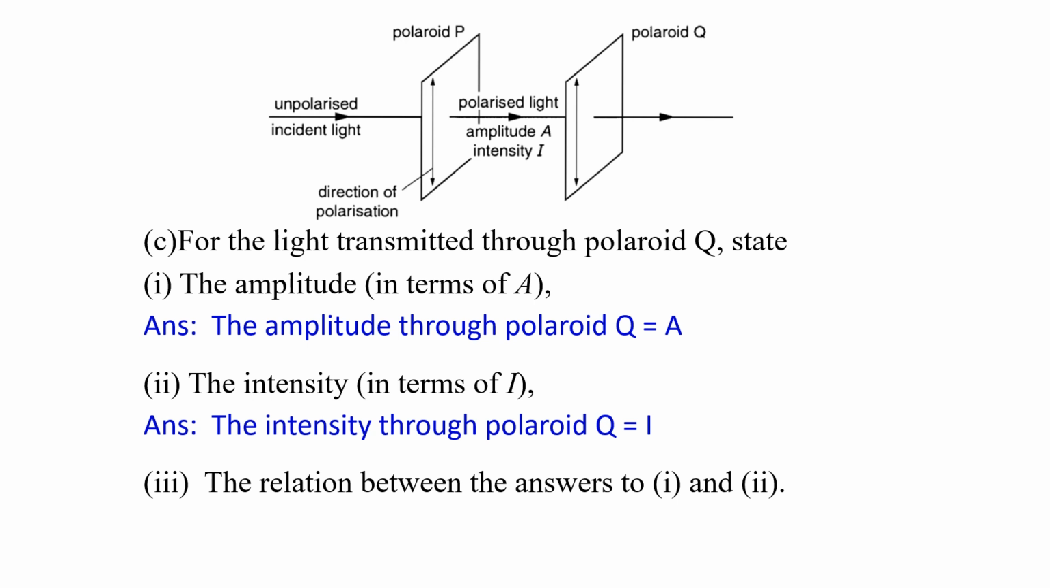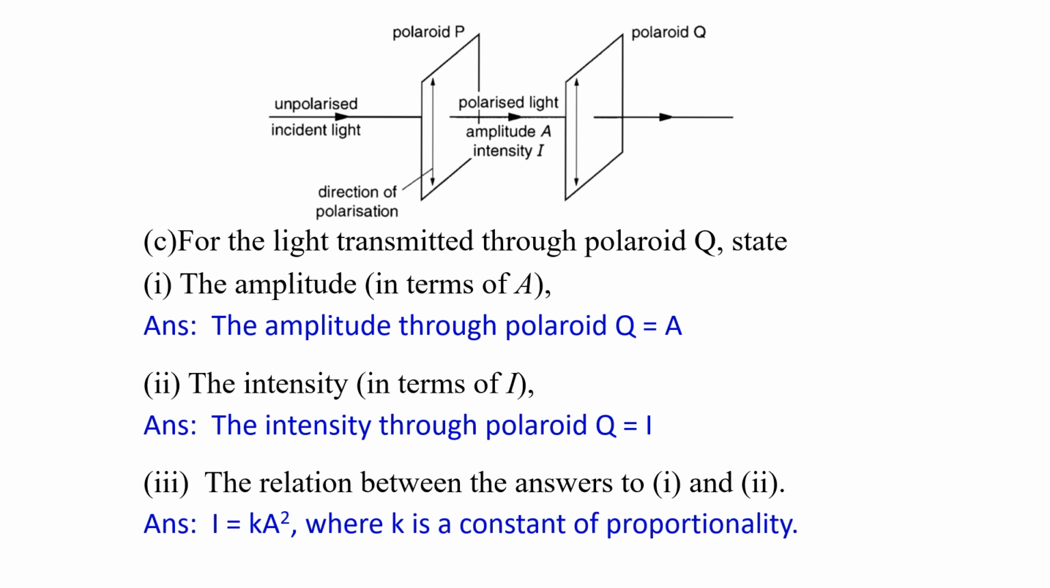For part C, what is the relationship between intensity and amplitude? So if you refer to your notes earlier, intensity is proportional to the amplitude square. And so we can write down I is equal to Ka square, where K is the constant of proportionality.